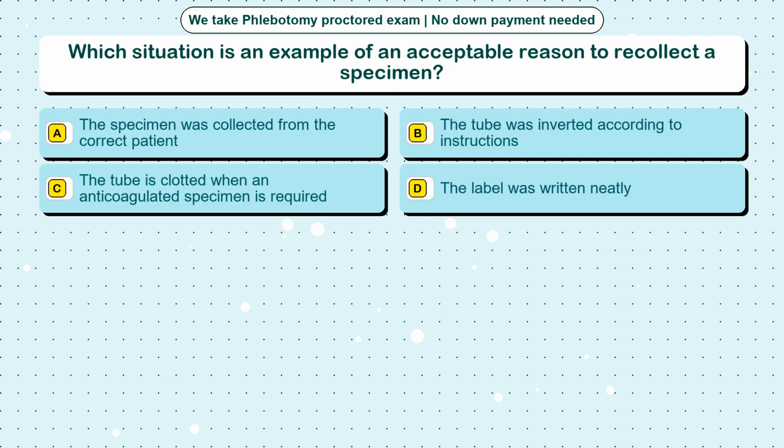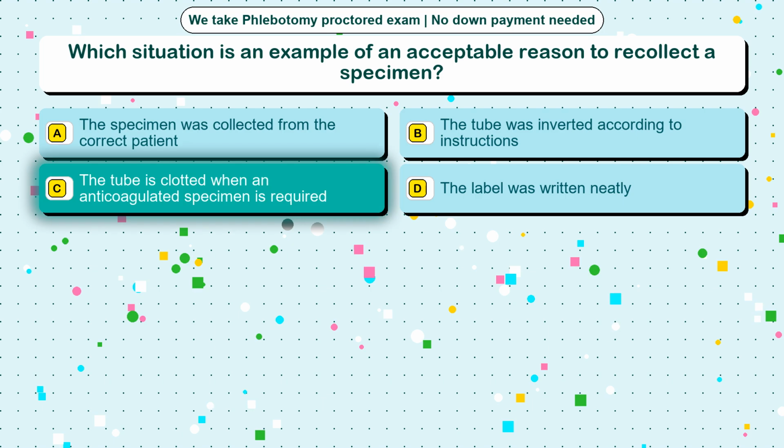Question 5. Which situation is an example of an acceptable reason to recollect a specimen? Option A. The specimen was collected from the correct patient. Option B. The tube was inverted according to instructions. Option C. The tube is clotted when an anticoagulated specimen is required. Option D. The label was written neatly.